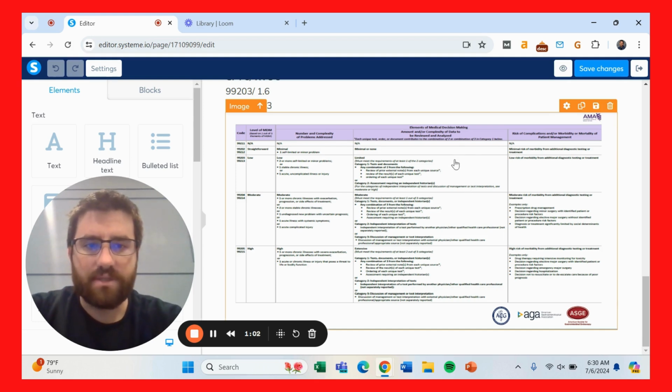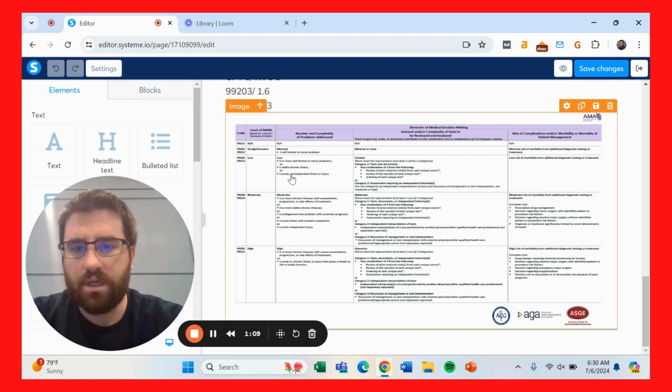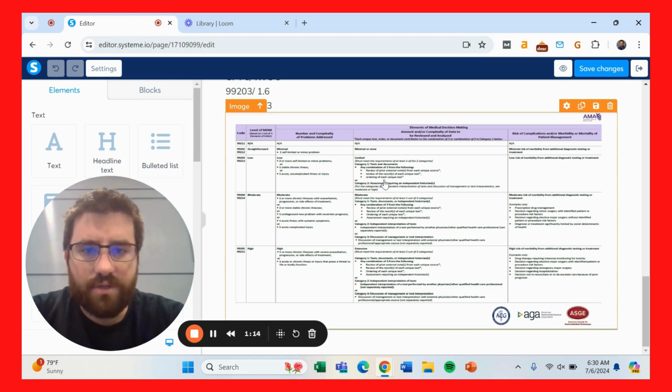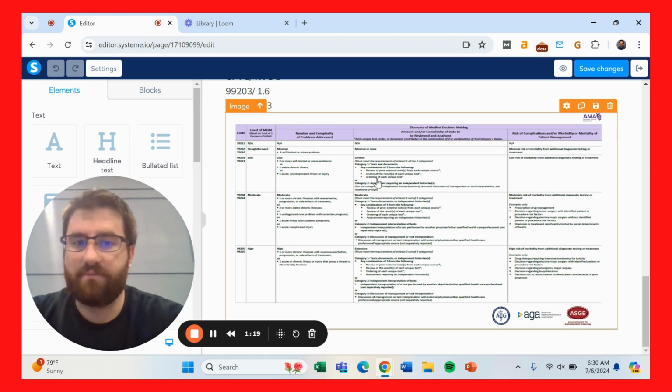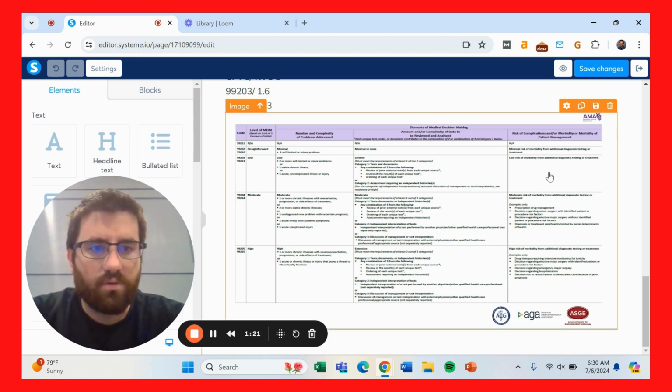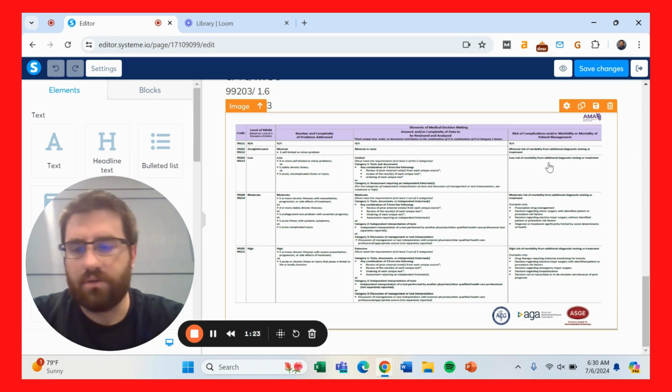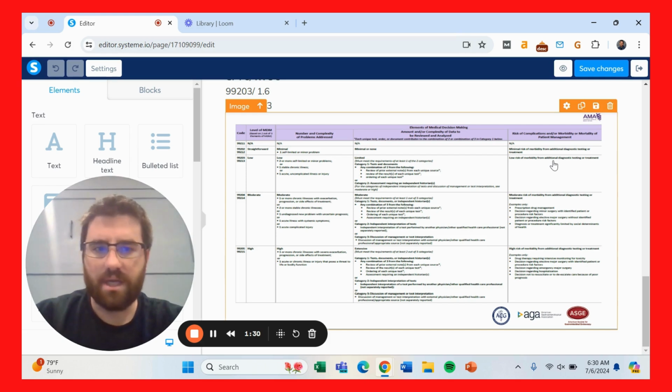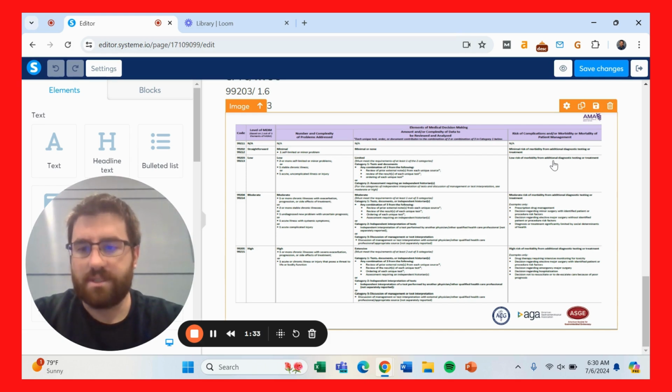Sometimes I'll cross over and do the test or complexity of data column, but for a level 3, all you need is 1 stable chronic illness or 1 acute uncomplicated illness or injury. And then you need ordering of each unique test, review of test results from each unique test. That kind of stuff can be done really easily. Low risk of morbidity from additional diagnostic testing or treatment, right? So this is like, hey, I'm going to write you a prescription for cough syrup, or I'm going to tell you to pick up over-the-counter medication. Or we're going to do strep testing, or a simple x-ray or something like that, okay?